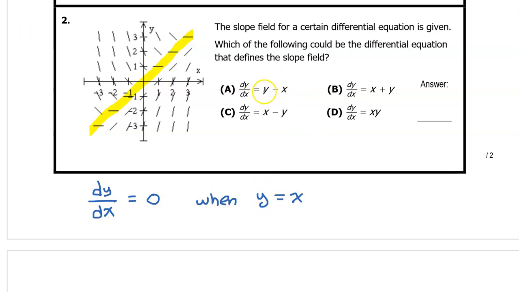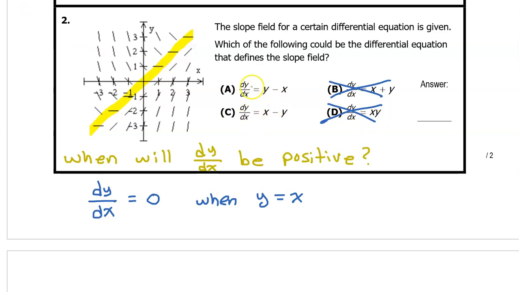When y and x are the same value, y minus x will equal 0. So option A works. Option C similarly will give us 0 whenever x and y are the same, like 3 minus 3 will be 0. So option C works. Option B will not necessarily give us 0 when x and y are the same. For example, if x and y are both 2, x plus y is 4. So option B cannot be the answer. Similarly, we can eliminate option D, because if x and y were both 2, then that would be 4, not 0.